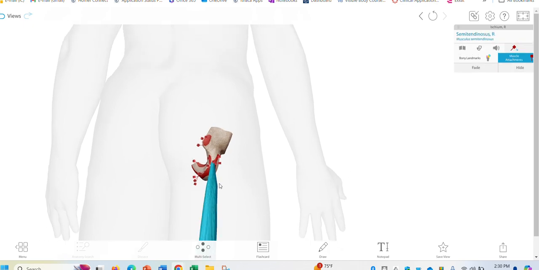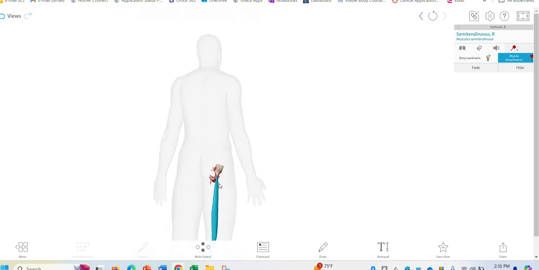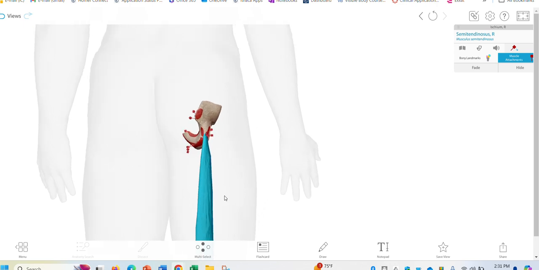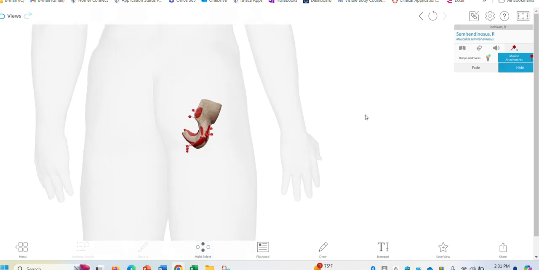So we were looking at our semitendinosus, and it's coming down all the way onto our medial tibia on the pes anserine for the insertion. But the origin is going to be our ischial tuberosity.